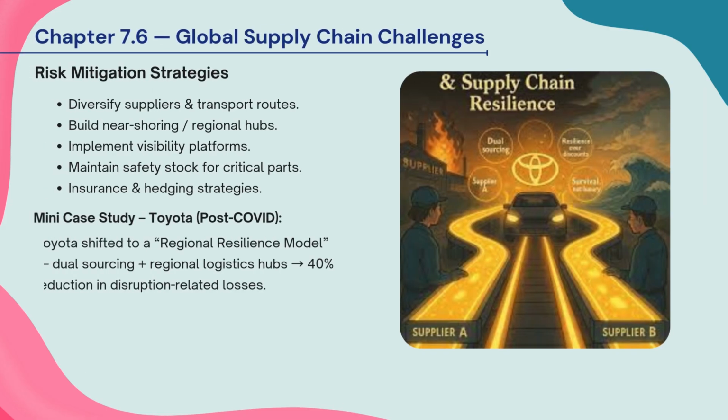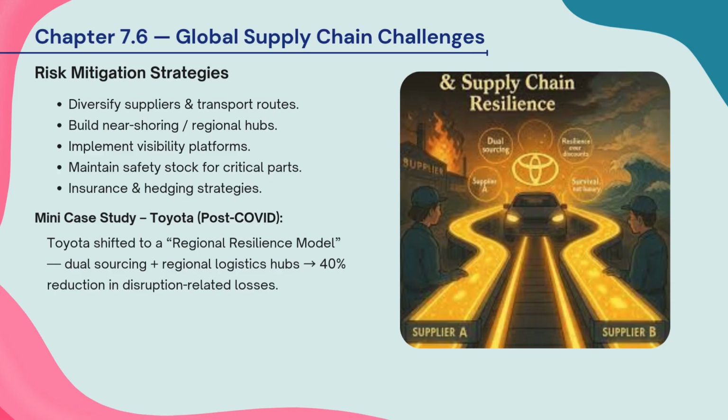This slide covers key strategies to reduce global supply chain risks. Companies can diversify suppliers, build regional hubs, improve visibility through digital tools, maintain buffer stock, and use insurance or hedging to handle uncertainties. The Toyota case study shows how shifting to a regional resilience model using dual sourcing and regional logistics hubs helped them cut disruption-related losses by 40% after COVID.